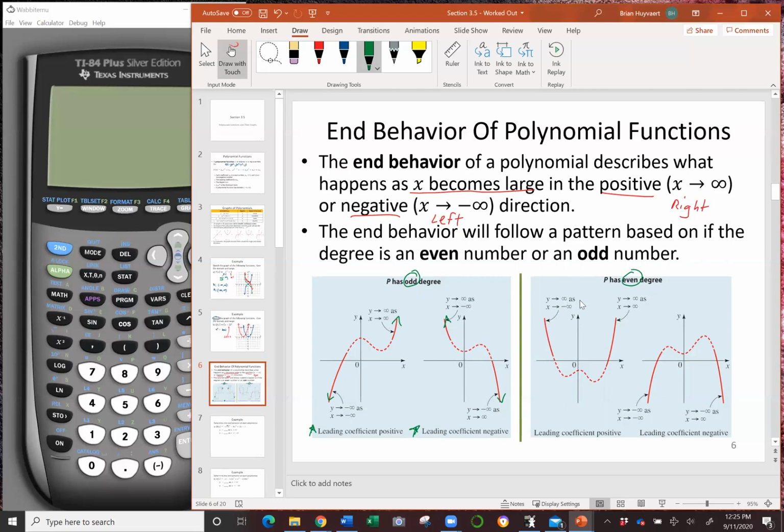Even degrees, in my opinion, are a little bit nicer because they're always in agreement. So either both ends are going up or both ends are going down. If the leading coefficient is positive, then everything is going up. You can think about a basic parabola, y equals x squared, as a point of reference. And if that leading coefficient is negative, then both sides are going to be pointing down. So that's pretty consistent. Positive coefficient, everything's going up. Negative coefficient, everything's going down. So the evens, again, are a little bit more straightforward in my opinion.